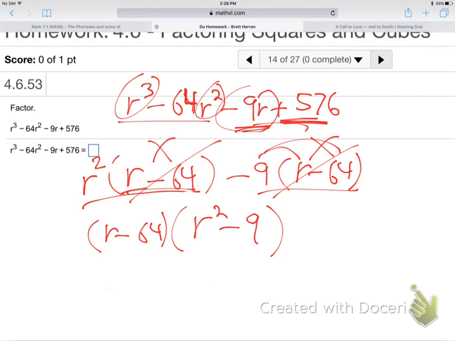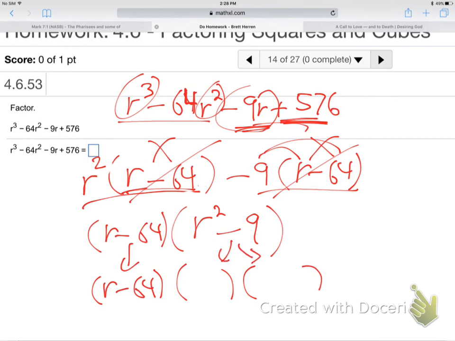If it was a positive 9, then you could, right? If that was plus 9, I'd say done, because that would be a sum of squares, and it cannot go further. But because he is a minus, I go, yep, one more. So bring down the r minus 64. Break this one into two: r plus 3, r minus 3, one plus, one minus. Now we're done. There it is.